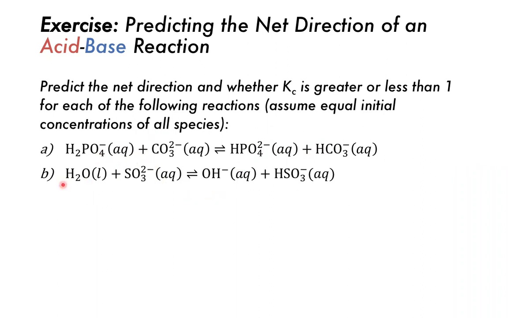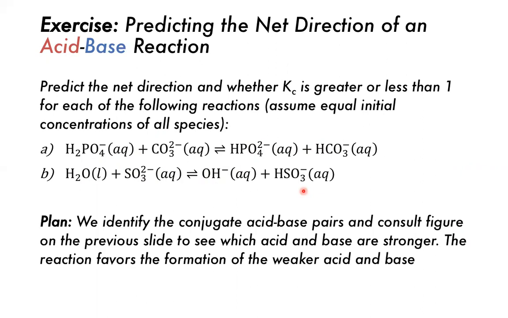So water plus this sulfate is going to react to give hydroxide and hydrogen sulfate. We want to know which one is going to be the preferred side of the reaction. So here, the plan is that we identify the conjugate acid-base pairs and consult the figure on the previous slide to see which acid and base are stronger. The reaction favors the formation of the weaker acid and base.